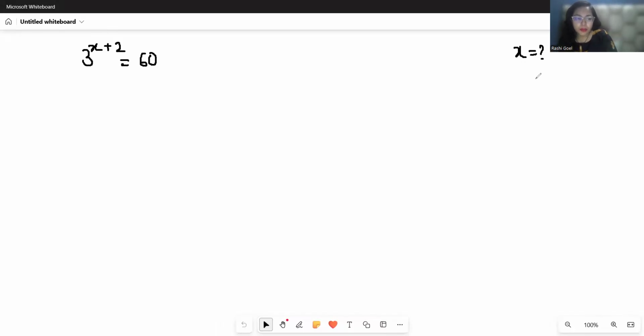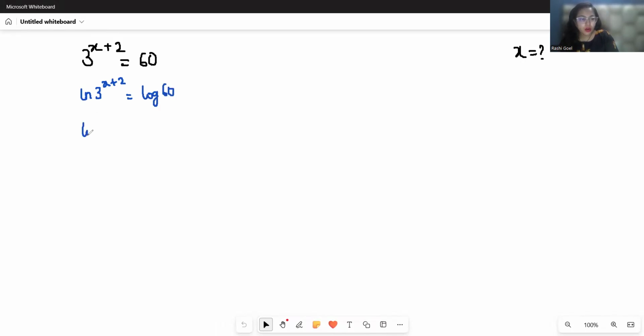Can you solve 3 power x plus 2 equals 60 in 60 seconds? So here is the quick way. Bring the exponent down with logs. So we can write this as log of 3 power x plus 2 equals log 60.